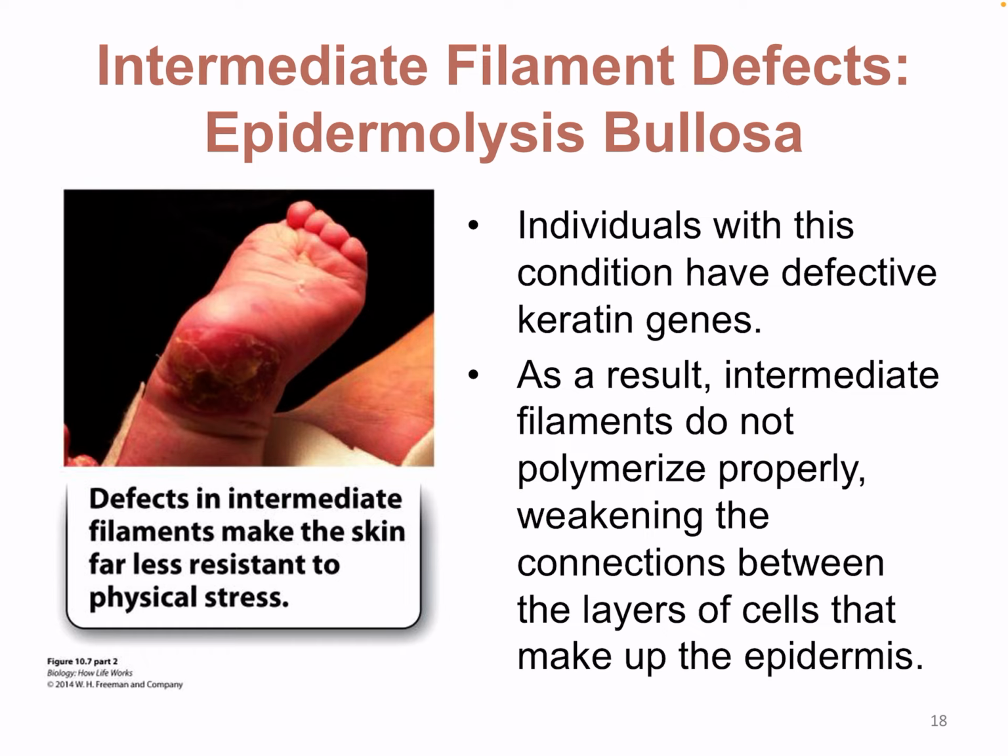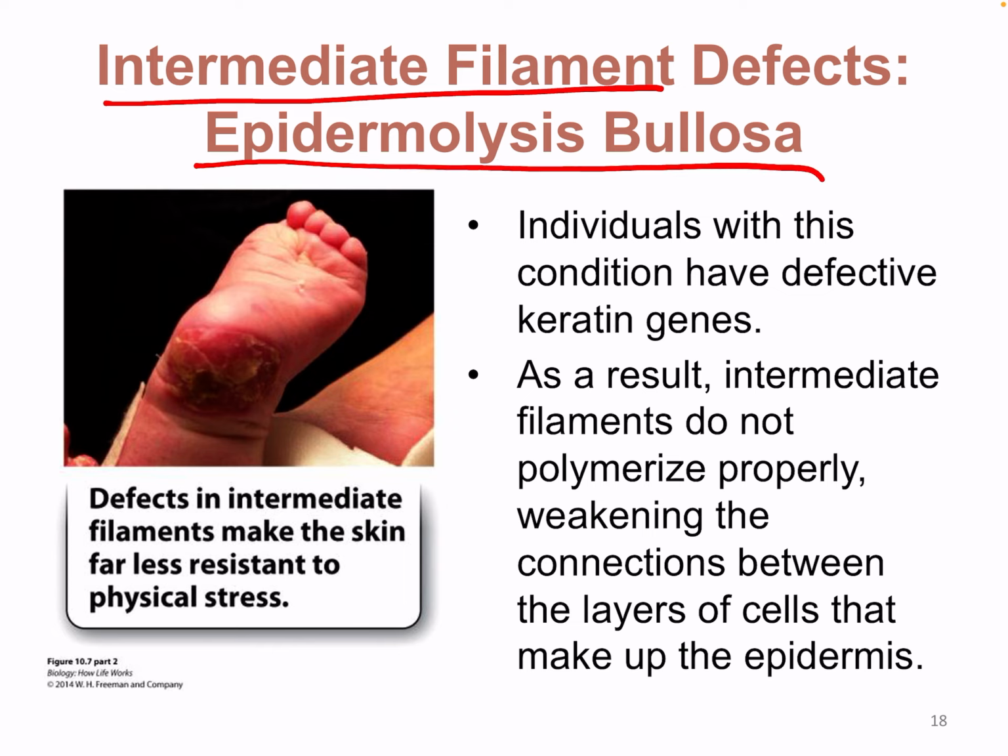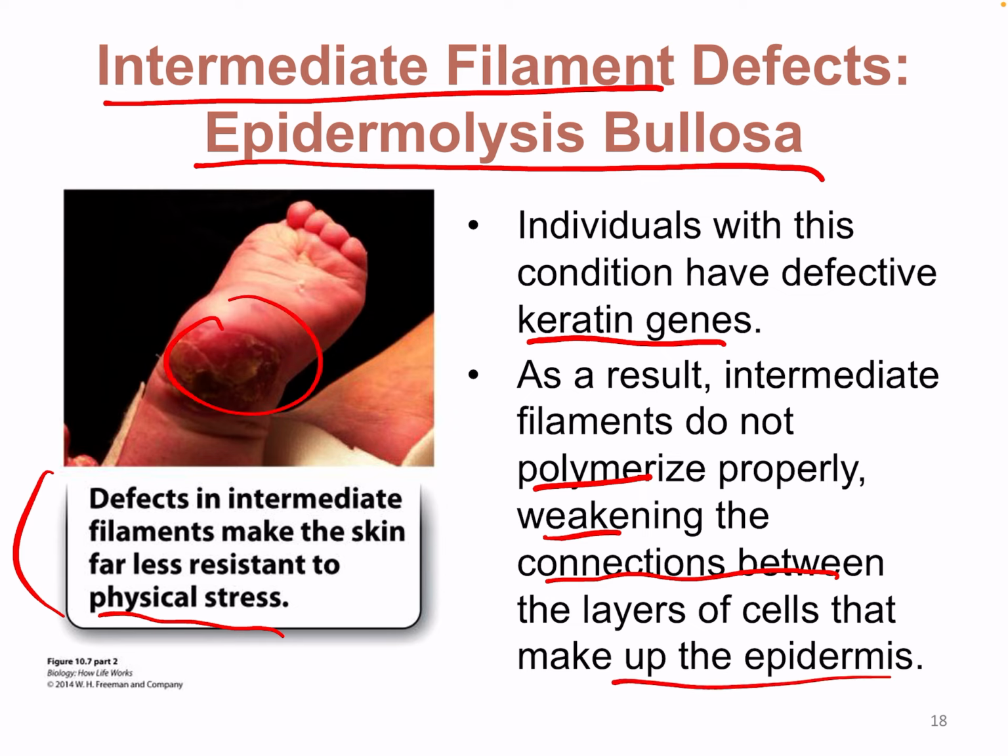One example is an intermediate filament defect called epidermolysis bullosa. This involves a defect in intermediate filaments, which makes the skin less resistant to physical stress. Individuals with this condition have defective keratin genes. As a result, intermediate filaments do not polymerize properly, weakening the connections between the layers of cells that make up the epidermis, and they can result in these unfortunate lesions.